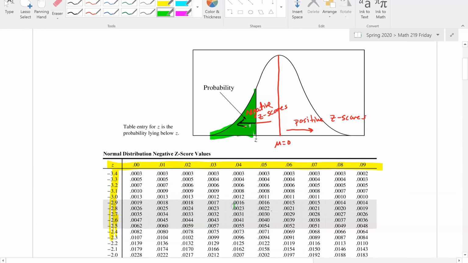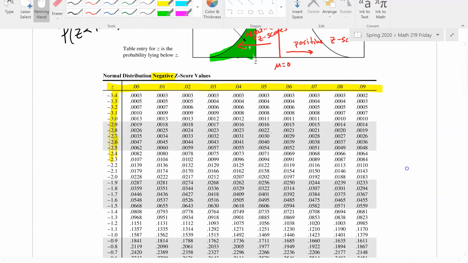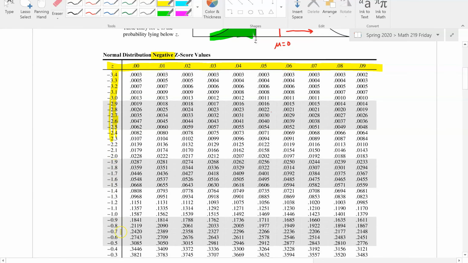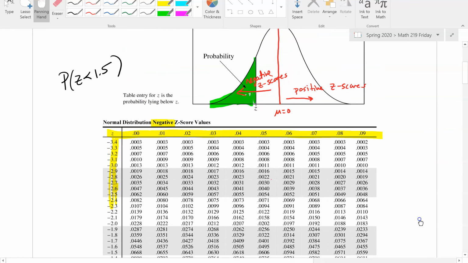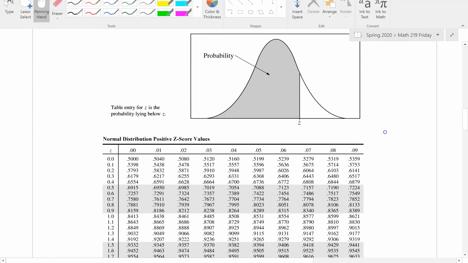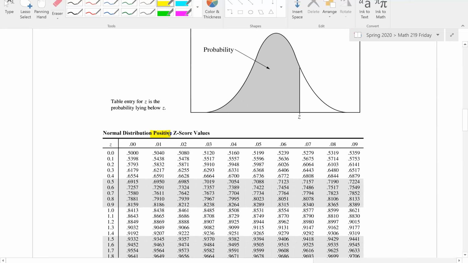So when I was doing that last problem and it said find the probability of getting a z-score less than 1.5, well, this isn't the correct table I would use, because this is telling me the probability or area under the curve for negative z-scores. So all of these z-scores, and I'll show you how to read them in a second, but if you notice, these z-scores are all negative. Okay? So this isn't the table I want. The table I want is on the next page, which is telling me the area under the curve for positive z-scores, which is what I've got.